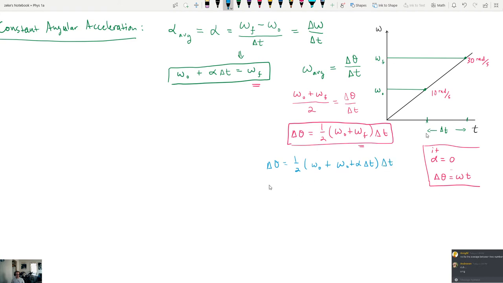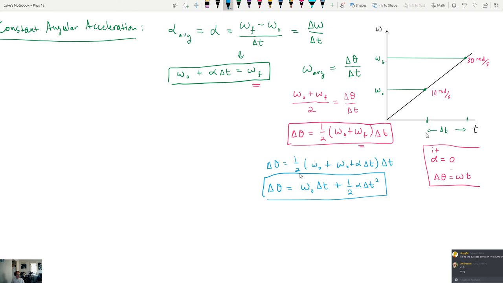Multiply all of this out, and you're going to get an equation that should look pretty familiar to you all. So 1/2 of omega initial plus omega initial, so that's 2 divided by 2 is just omega naught times delta t, plus 1/2 acceleration alpha times delta t squared. Okay, these should all look familiar to you because really they're the exact same equations that we had in regular kinematics.